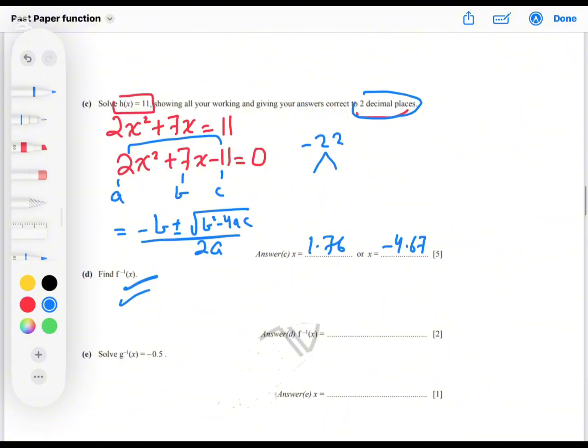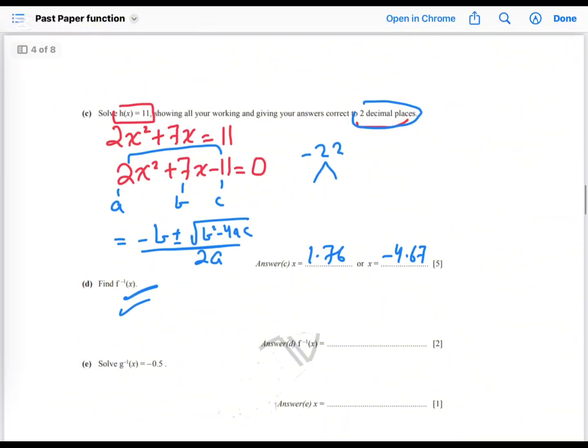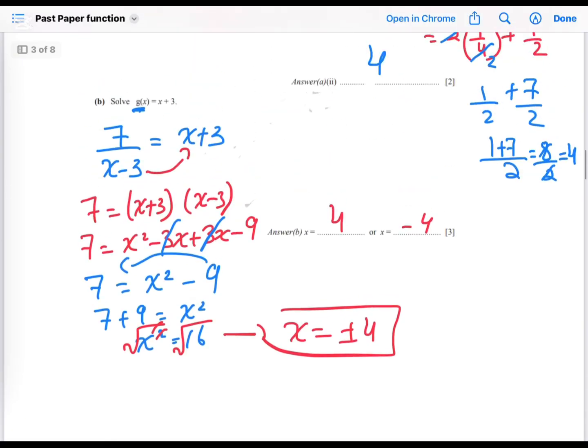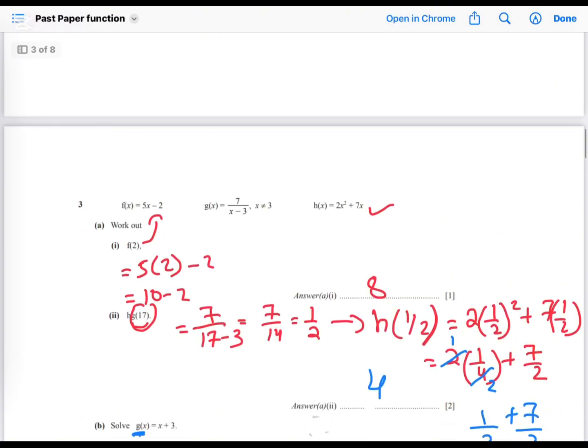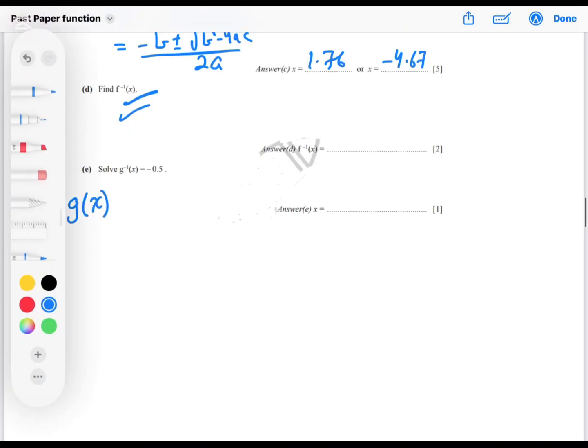This is homework for you. Try by yourself. It's a very easy part. Now part E is g inverse x equal to negative 0.5. So g x is 7 over x minus 3.